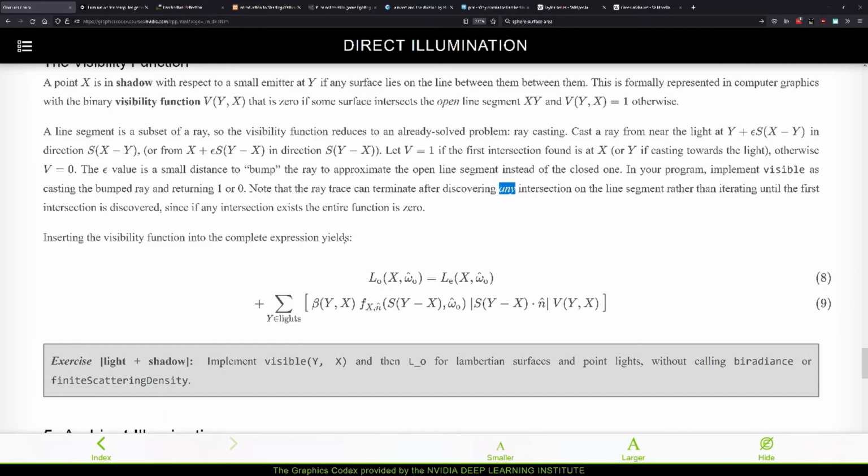And so we're adding in our visibility function V of y comma x, which pretty much is just a multiply by 1 or 0. If we didn't hit something, multiply by 1, and if we did hit something, multiply by 0. So the contribution of that light in the sum is canceled out, made 0.